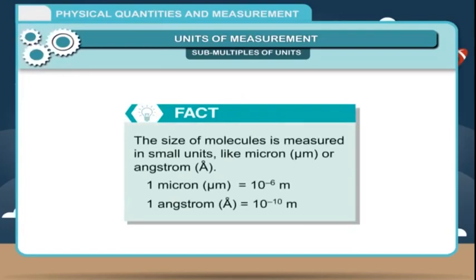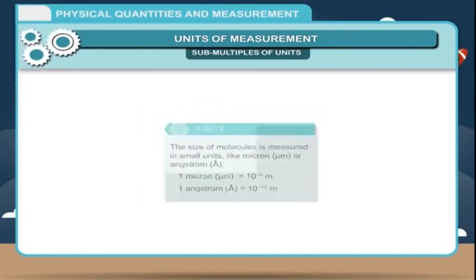Fact. The size of molecules is measured in small units like micron or angstrom. 1 micron is equal to 10 raised to the power minus 6 meters. 1 angstrom is equal to 10 raised to the power minus 10 meters.